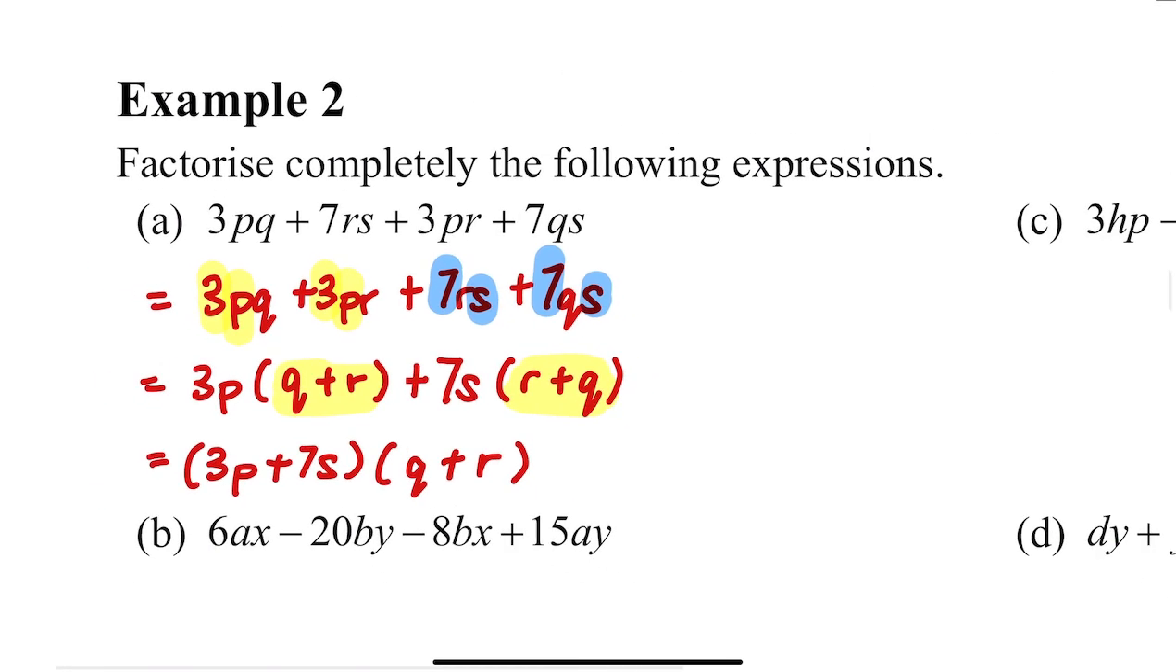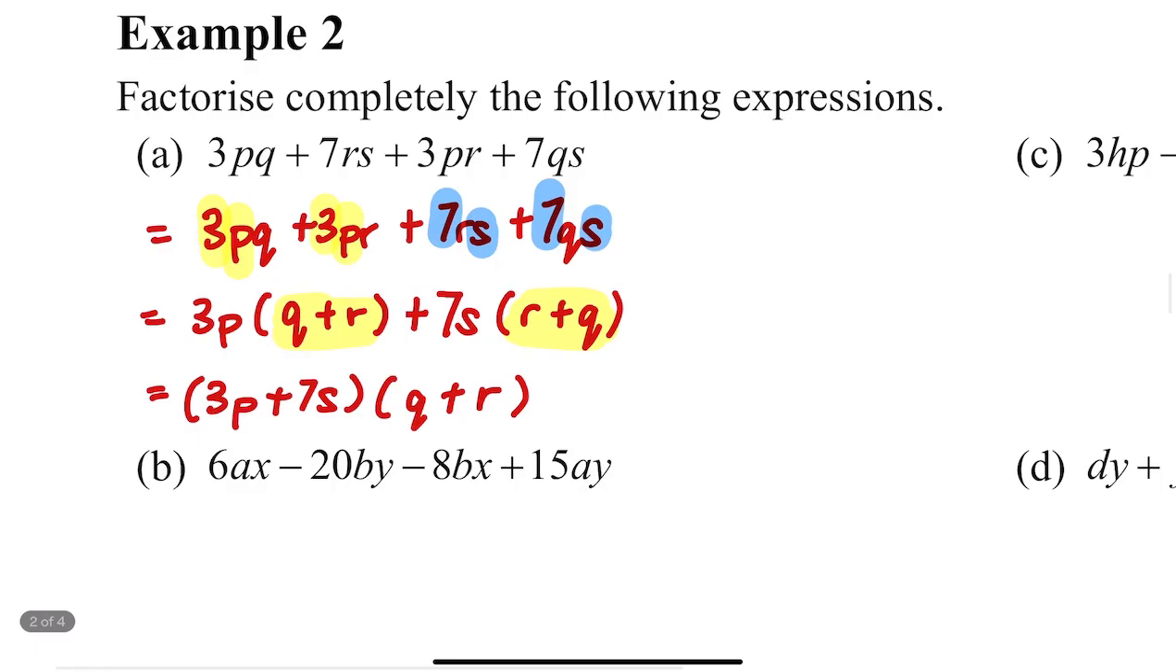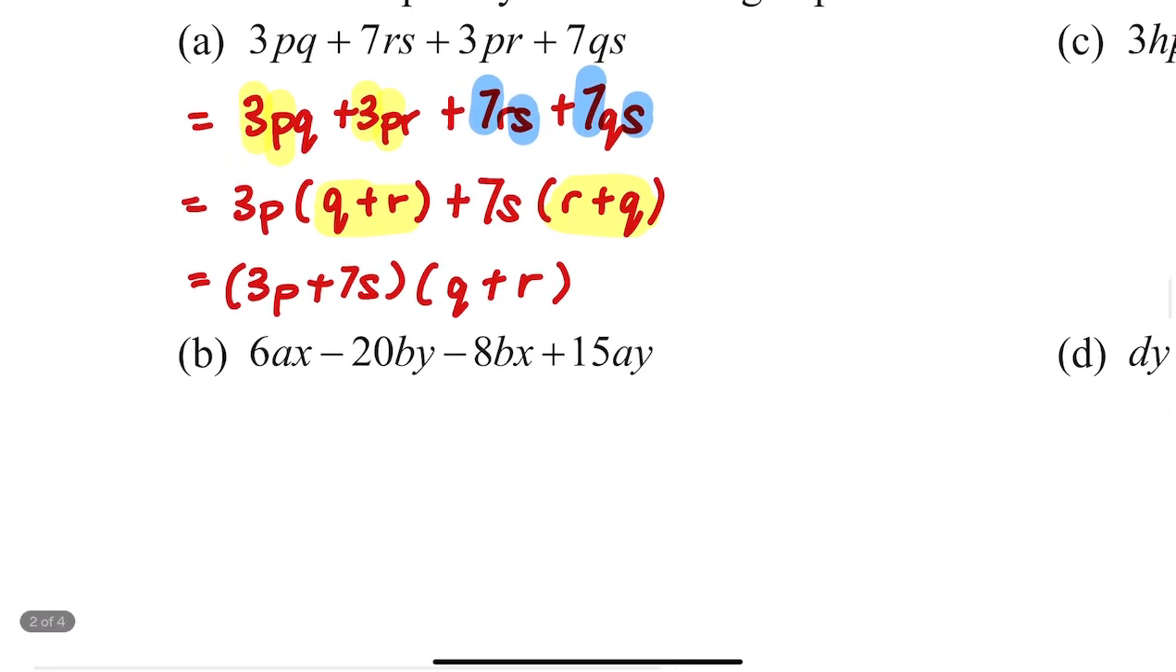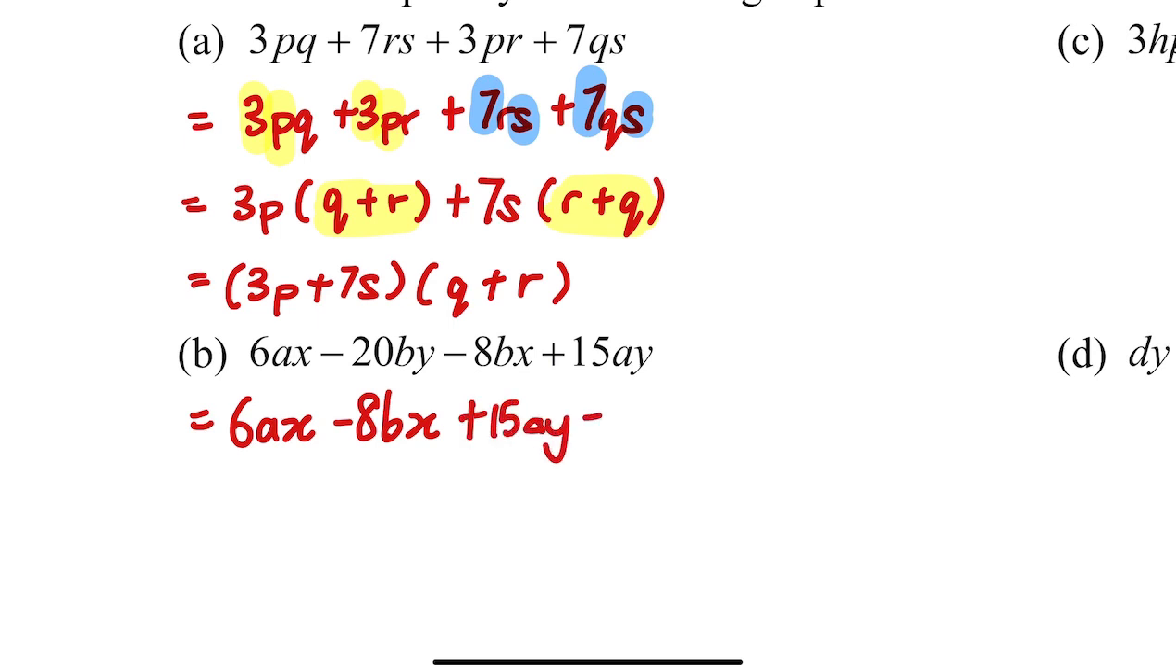Okay, this is for example 2A. Okay, let's look at example 2B now. So first step, we always look at the first two terms. Are there any common factors? Over here, I only noticed that 6 and 20 may have common factors, but the letters are completely different. So what I want to do is rearrange the terms. So 6ax, I will shift, let's say, negative 8bx in front. Then now I have plus 15ay minus 20by. Okay, I rearrange the terms like this.